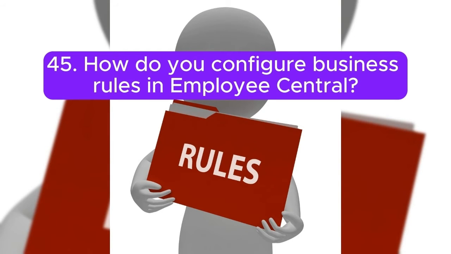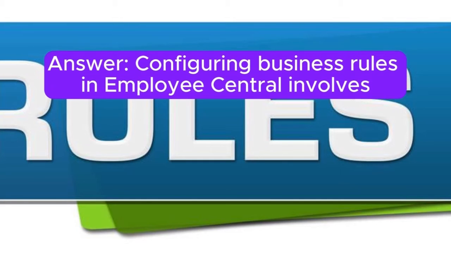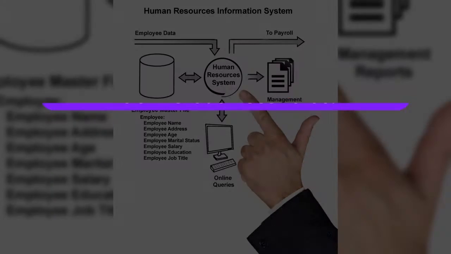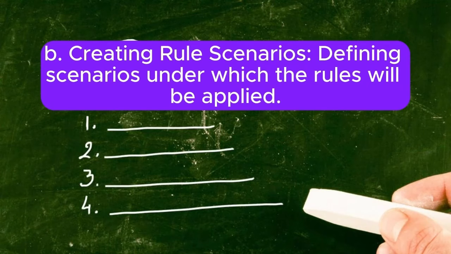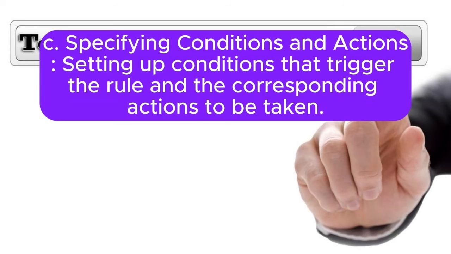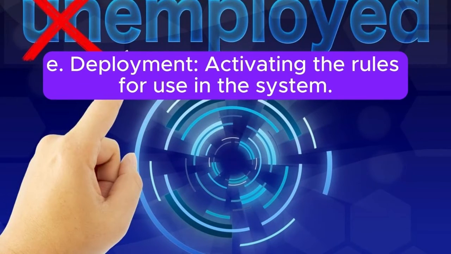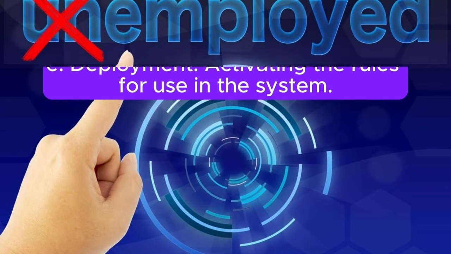45. How do you configure business rules in Employee Central? Answer. Configuring business rules in Employee Central involves A. Accessing the Manage Business Configuration tool, using the tool to define business rules. B. Creating rule scenarios, defining scenarios under which the rules will be applied. C. Specifying conditions and actions, setting up conditions that trigger the rule and the corresponding actions to be taken. D. Testing and validation, testing the rules to ensure they function correctly. E. Deployment, activating the rules for use in the system.